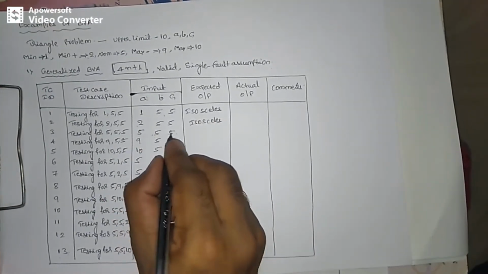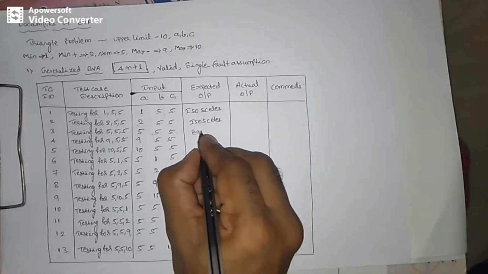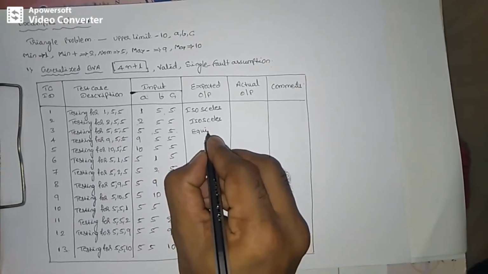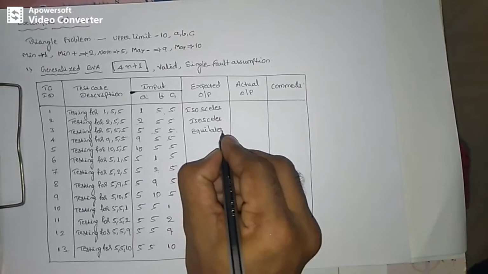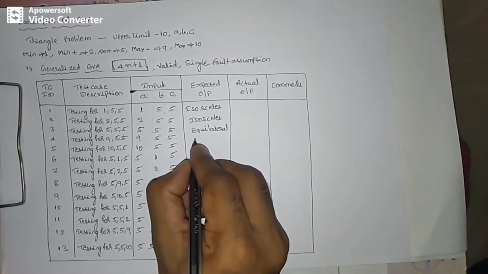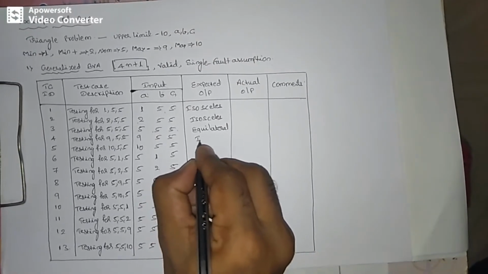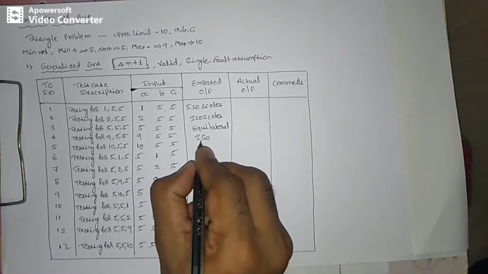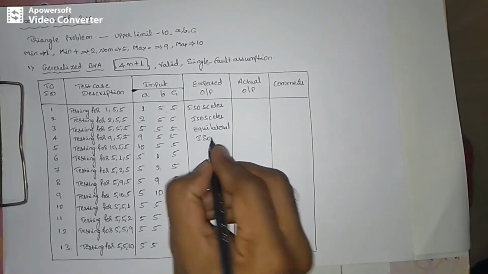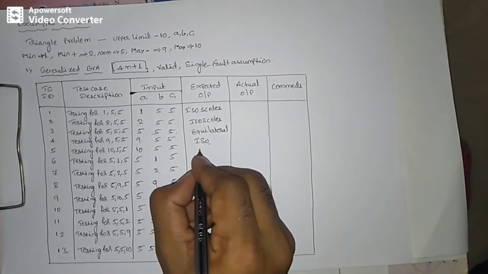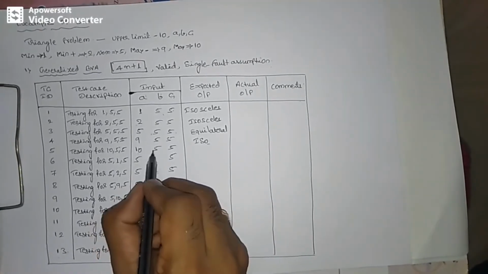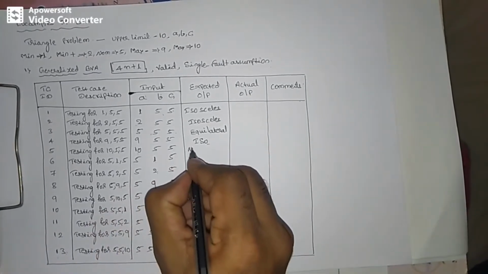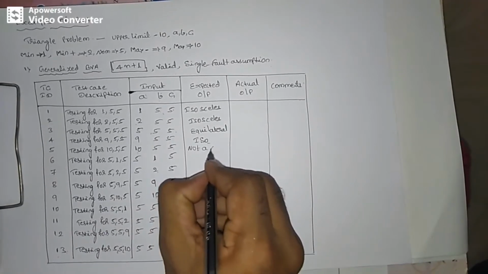Similarly, the second time when I specify this input, I'll also get the same output result, that is isosceles. Then if I specify 5, 5, 5 as an input for your program, my expected output result will be an equilateral triangle. And if I specify 9, 5, 5, once again my expected output result will be isosceles. I am just writing isosceles in short. Then next, if I specify 10, 5, 5, it is not possible to form a triangle.